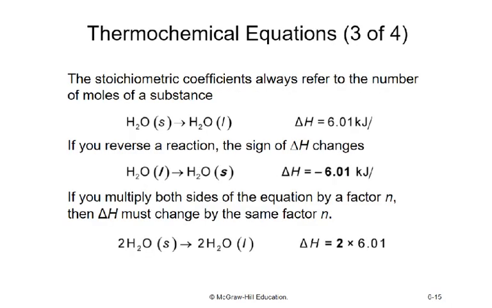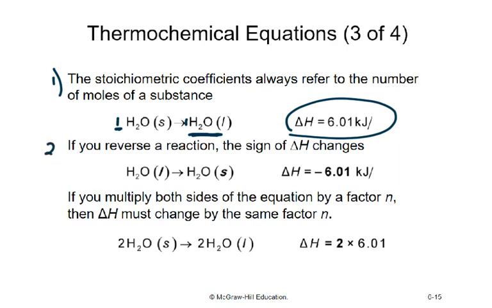So let's take a quick look at these guidelines that we can use to interpret thermochemical equations. Look at guideline number 1. The stoichiometric coefficients always refer to the number of moles of a substance. So this is telling me in this example that when I have 1 mole of ice and it melts to 1 mole of liquid water, 6.01 kilojoules of heat must be put into that system for it to do that.